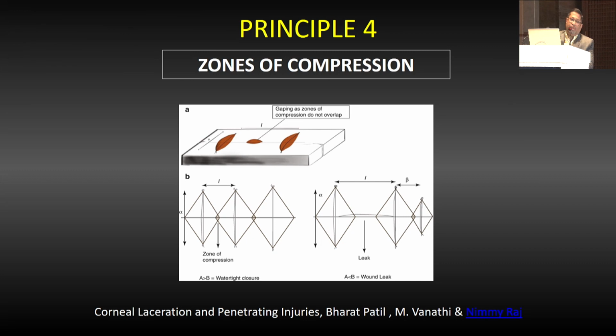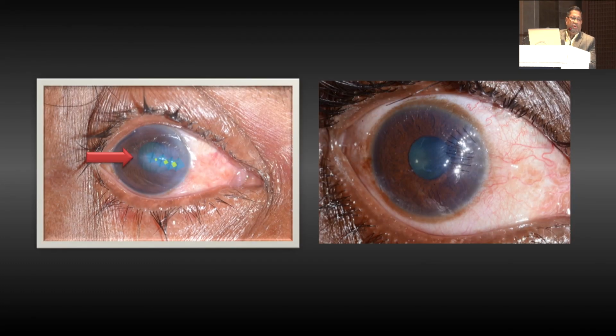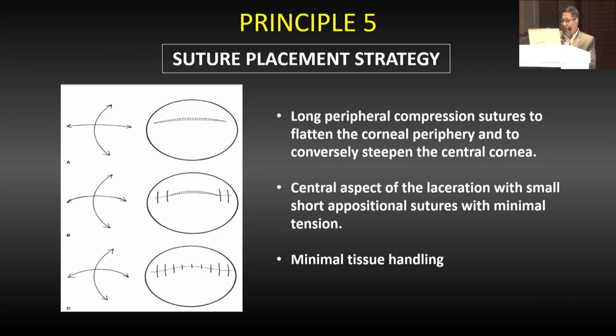Next, once you put one suture, you should always remember the principle of zone of compression. When one suture is over and you go for the second suture, the distance between the two sutures maintains the zone of compression. Ideally, if the zones of compression overlap each other, only then will you have a watertight compartment. If the zones of compression don't overlap, you can see in picture B, which shows the wound leak. This is the picture of a good zone of compression and watertight suturing, and this is how, if you suture the second, it will be cramped suturing.